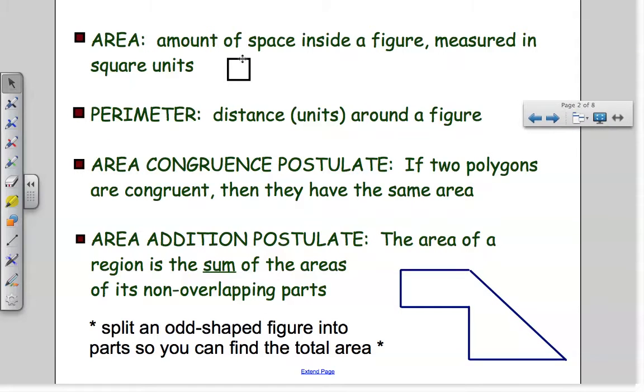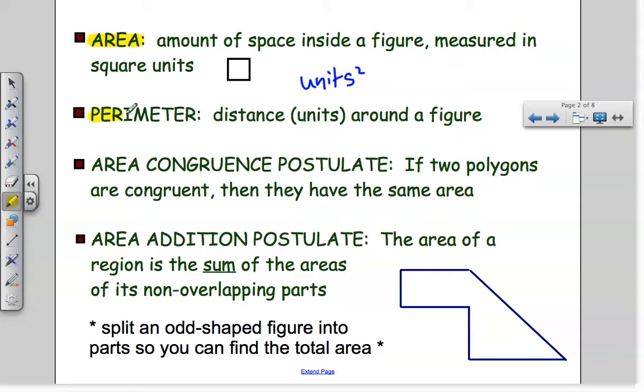What is area? Area is the amount of space actually inside a figure, and we're measuring in square units. So area is looking at how many of these square units, whether it's 1 inch by 1 inch or a foot by a foot, fit inside a figure. So that's what we're talking about when we talk about area. Again, we're looking at units squared because we are talking about actual physical square units.